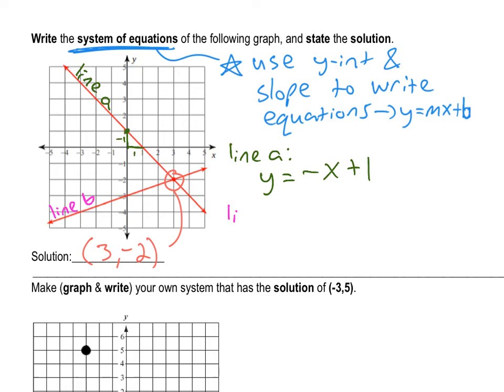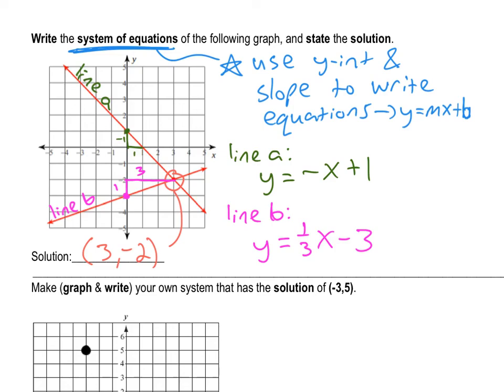For line B, again, it'll be y equals because we have the intercept given to us and we have the slope we can see. So the y-intercept is -3. And from there, we have to go up 1 and over 3. So positive 1/3 slope. So 1/3 of x, it crosses at -3. So that's it. There's the system of equations and its solution.